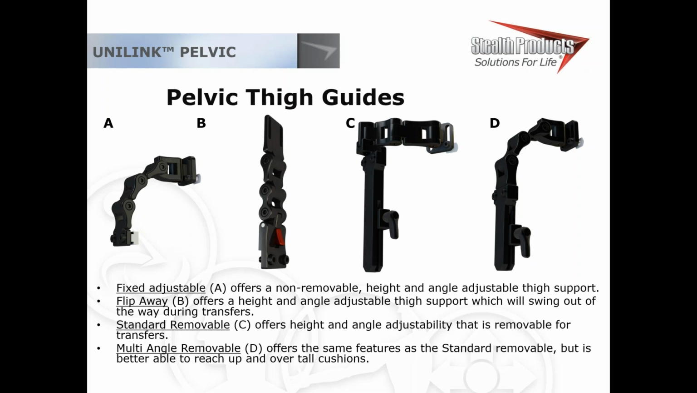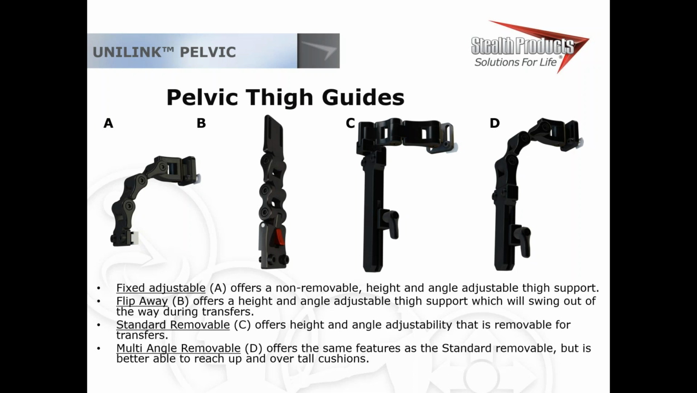When we break it down, we've got 4 styles to look at. We've got that fixed adjustable, and this is going to be your non-removable height and angle adjustable thigh support. So this is our number A here on the far left. What's nice about it is it stays fixed to the chair, you tighten it down, and you never worry about it again. This would be something that would go on, for example, a planar seating that would traditionally use just a fixed L bracket. This is going to give you more adjustability than a fixed L bracket, but is still locked in place and will not move.